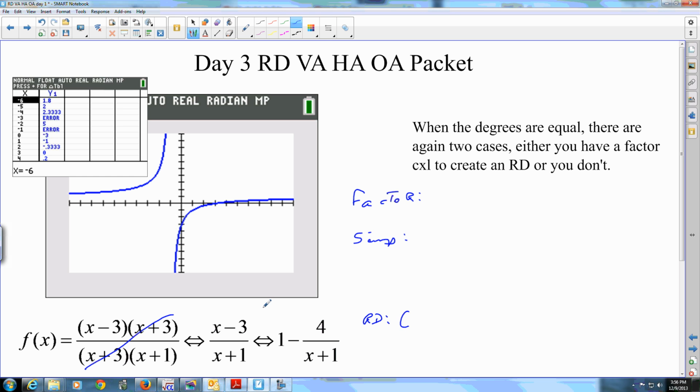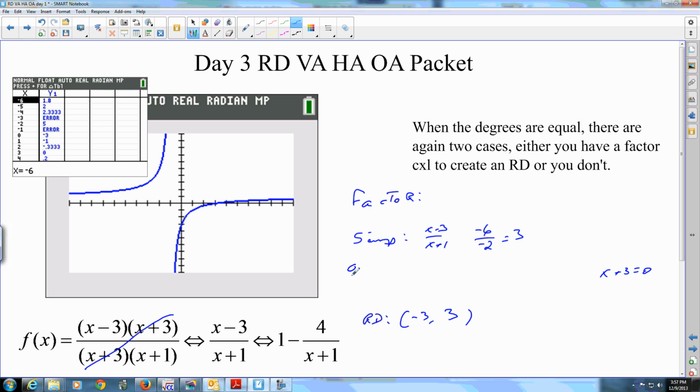So you set what cancels equal to 0 and solve it. So -3 is the x value of the hole. Now we have to find out what the y value is, but to do that, you have to simplify it. That creates the simplified form. You take what canceled and fill it into the simplified form. So it would be -6 over -2, which is 3. So the y value is 3. This is what you have for the simplified form.